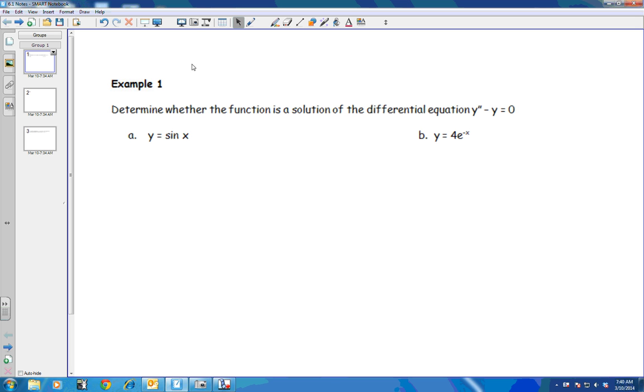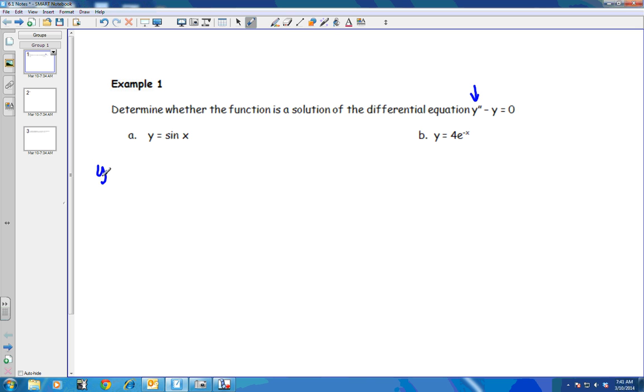It says determine whether the function is a solution to the differential equation y double prime minus y equals 0. So here's what they're wanting us to do. In part A, we have y equals sine x. So they want us to find the second derivative and then subtract our original equation y and see if we get 0. And if we get 0, then that function is a solution to this differential equation.